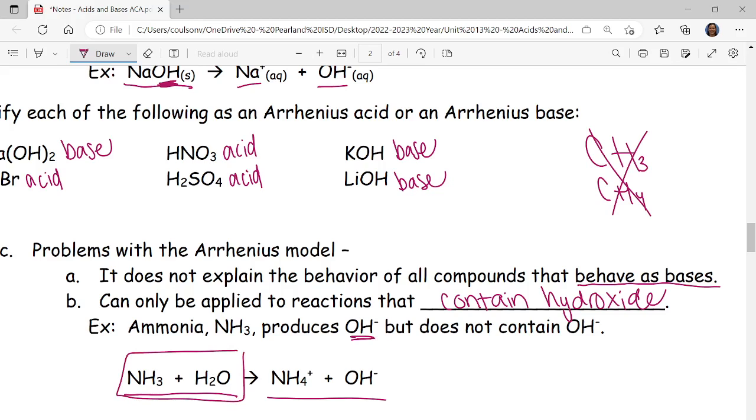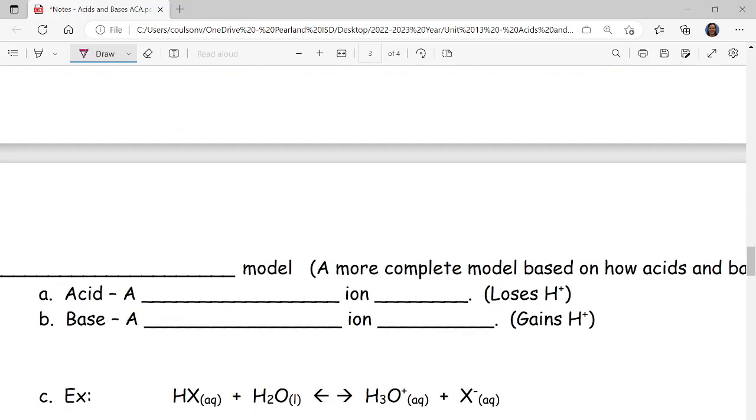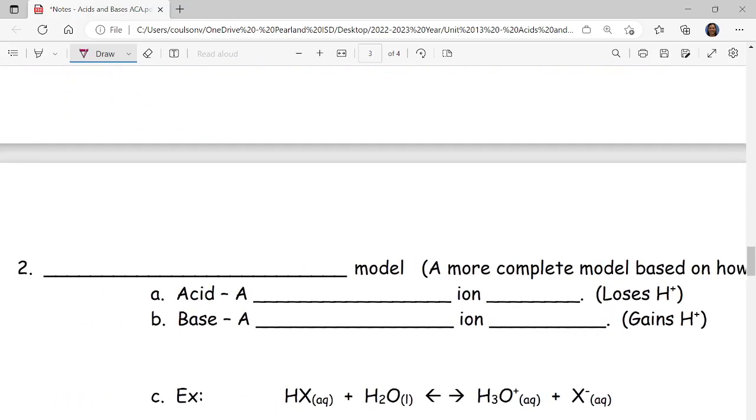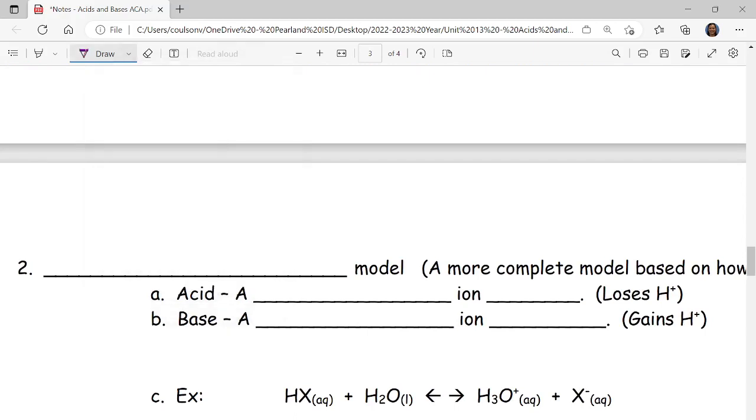So on the next page, we learn another way to identify acids and bases based on the way that they behave. If we turn the page, there is another model that we use to define acids and bases, and it is called the Bronsted-Lowry model.